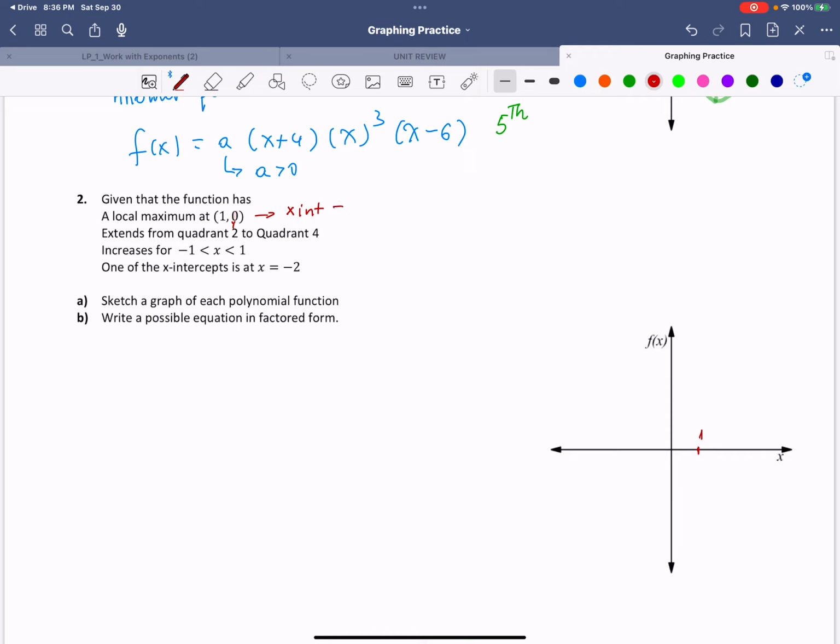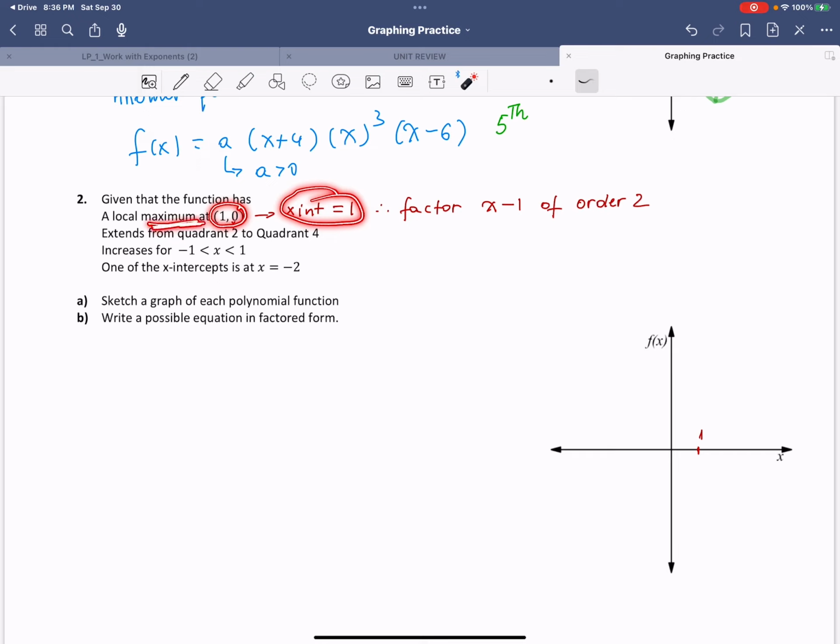So we're going to say that the x-intercept is 1, which means that there will be a factor in the polynomial function of x minus 1, and not only that, but the factor will be of order 2. Look at how much we discover from reading into this little statement here. A maximum at (1, 0) means that we have an x-intercept, which tells us what the factor is, and we know that the order must be 2.